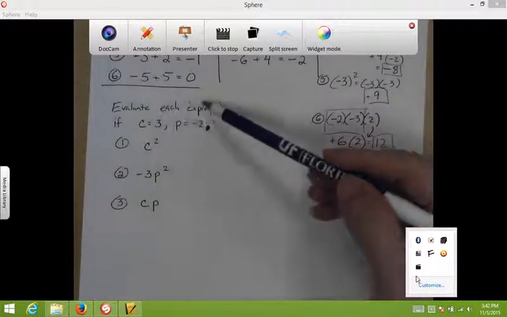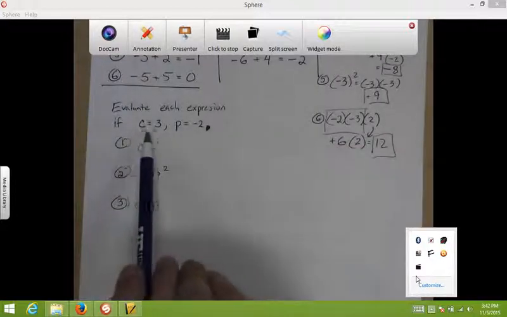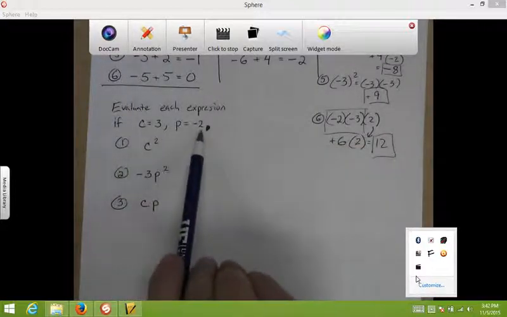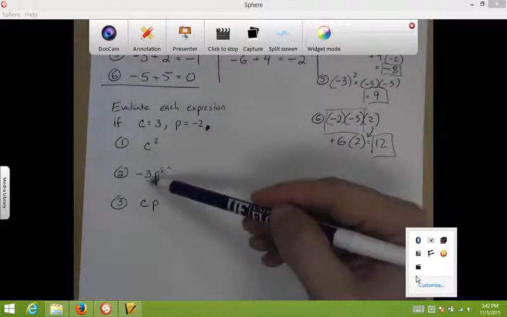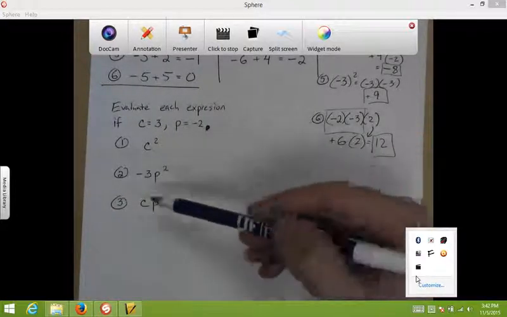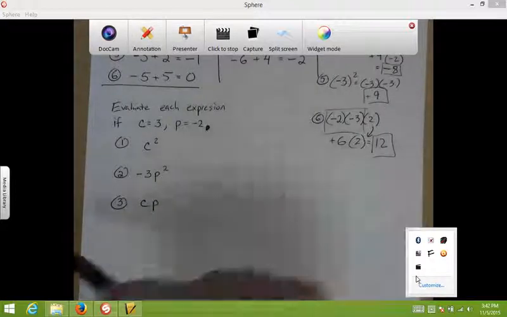So evaluate each expression. If c equals 3 and p equals negative 2. Question 1, c squared. Question 2, negative 3p squared. And question 3, cp. Go ahead and do your best.